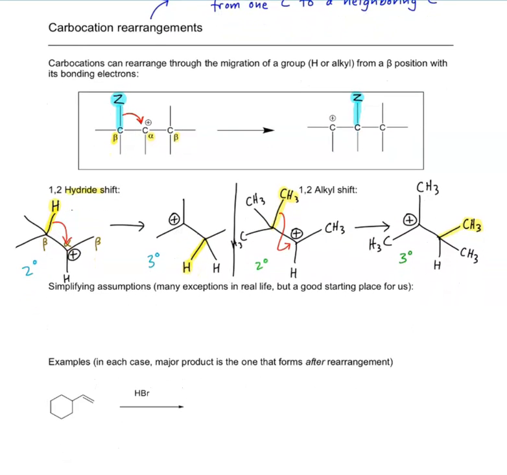Okay, now as you can imagine, this can get really messy really fast. So we're going to make some simplifying assumptions. Now in real life, there are exceptions to these things, but this is going to handle most of the cases that we're going to see, actually all of the cases that we're going to see. And so this is a good starting place for understanding things about carbocations. So what we're going to do is if we're drawing a carbocation rearrangement, we're always going to be rearranging from a less stable cation to a more stable one.